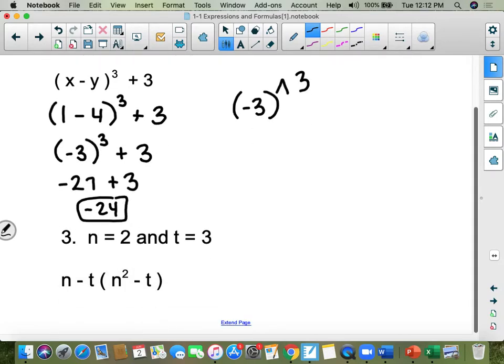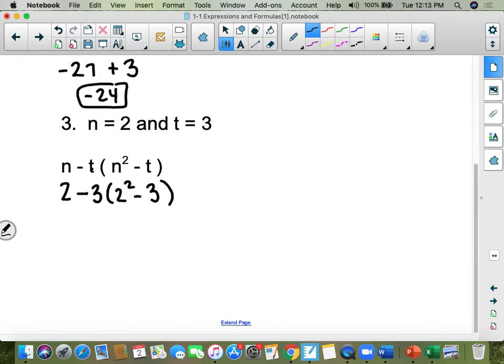This one, the n is 2 minus, the t is 3, the n is 2, so it's squared, and the t is 3 again. So all I did was substitute in place of the n's and the t's, the 2 and the 3, and now I'm going to simplify it. I'm going to leave my 2 minus 3. I'm going to do my power first. 2 squared is 4, minus 3. I'm going to write down 2 minus 3, and I'm going to take 4, take away 3. 4 take away 3 is 1.